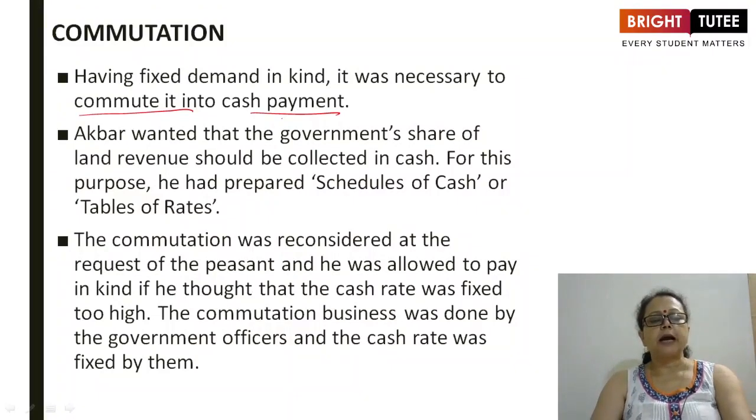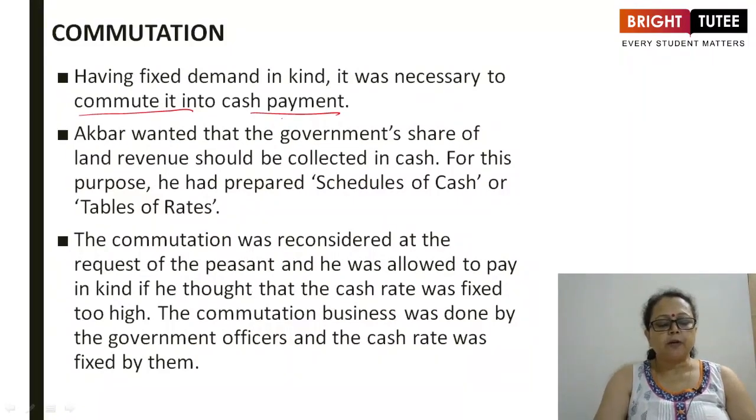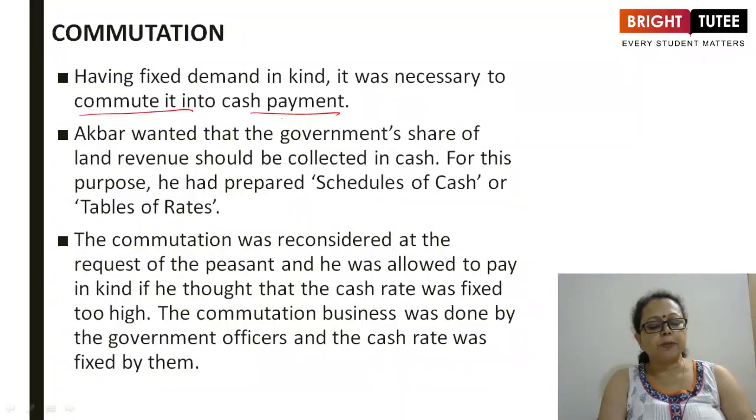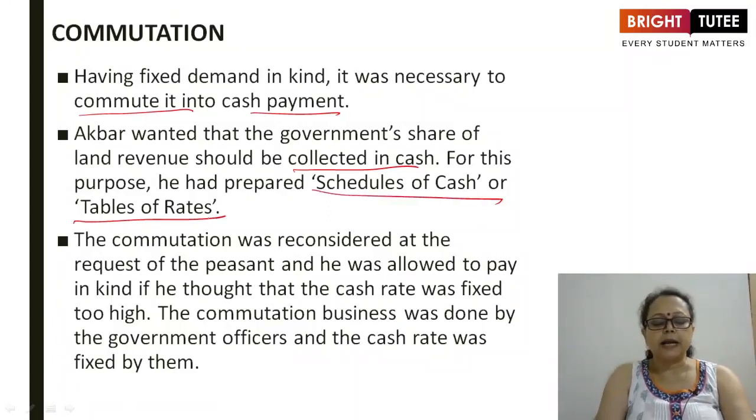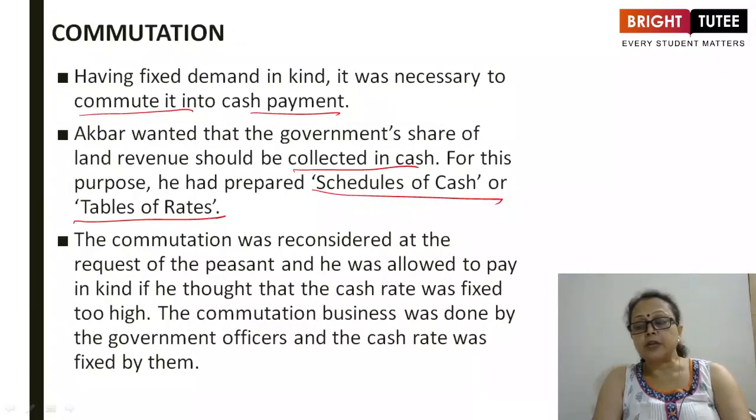Then what happened? During the period of Akbar, the table of rates was introduced. According to this, Akbar wanted that the government share of land revenue should preferably be collected in cash. For this purpose, he prepared schedules of cash rates, or tables of rates, for different circles.